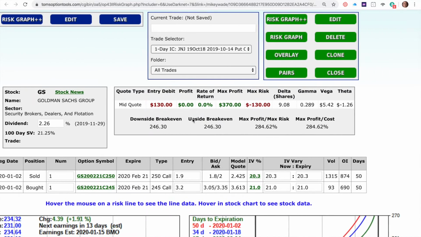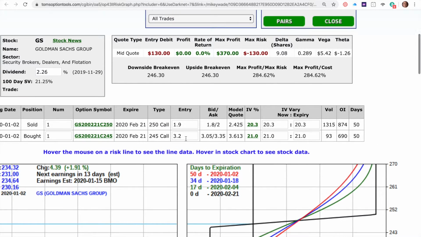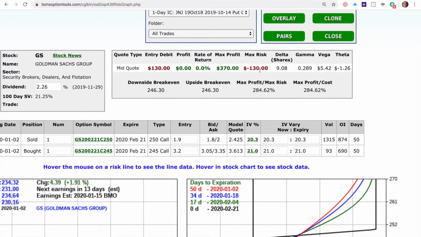Notice that it's going to cost me $130 to get into a trade that would normally cost me $320 to buy just the call option. So what did we do here? We bought the 245-250 February bull call spread that expires in 50 days. This gives me 50 days of time to be right in this trade. So I've got a trade that's costing me $130.